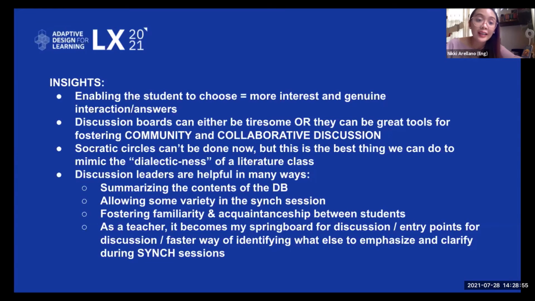It also is effective in fostering familiarity and acquaintanceship between students because I deliberately ask the discussion leaders to be intentional and really credit the people they're quoting in the discussion board when they find a great insight there. So they would say, according to this and that classmate, blah, blah, blah, and this classmate agrees with him or her, etc. So their names come out, and things like that.